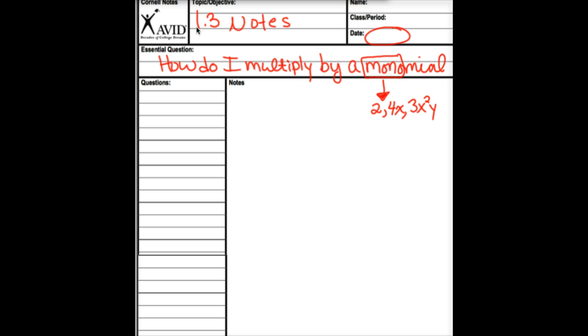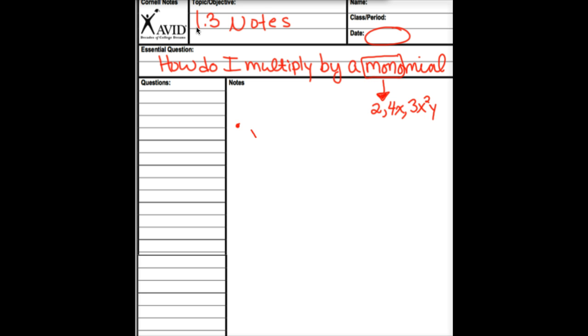If it was 4x plus 1, we call those a binomial. But we're not focusing a whole lot on the vocabulary this second semester. We want to make sure you can do what you need to do. So today we are going to make sure that we can multiply a polynomial by a monomial. It takes a little bit of going back, because you're going to be multiplying.